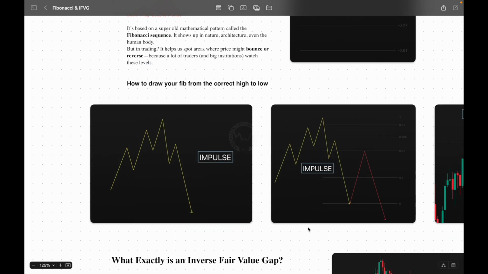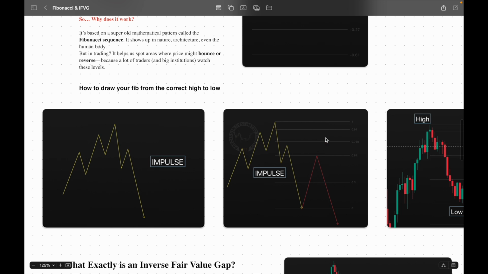Basically, what we are going to look for, if this is price, is an impulse down or up. In this example, an impulse down. Now we're going to draw our fib from the high to the low, from where that impulse started, and then we are going to wait for these levels. Everything will make sense when we go to the charts, but we are going to wait for price to retrace to one of these levels, and we are going to enter on a confluence with the inverse fair value gap on these levels.